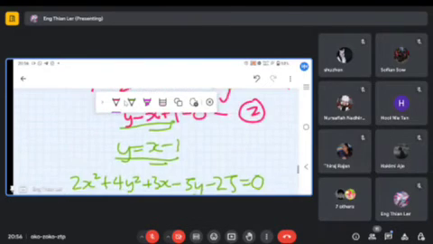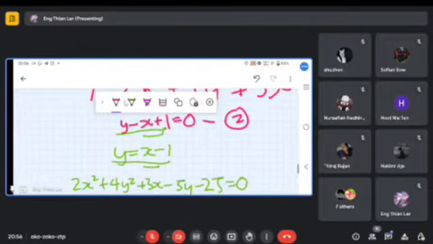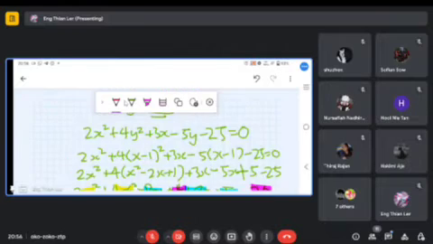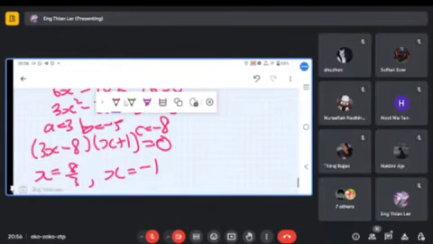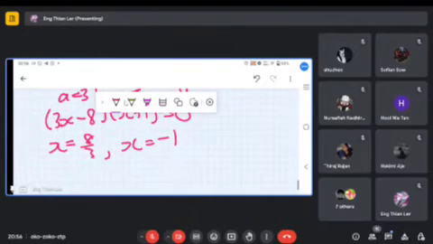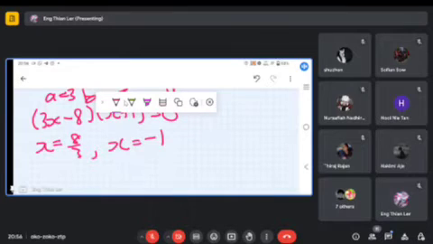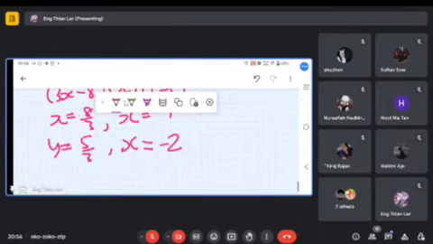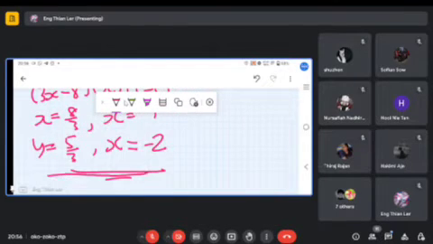y equal to x minus 1, so we just minus 1 from this. 8 over 3 minus 1 is equal to 5 over 3, and negative 1 minus 1 is equal to negative 2. And that is the answer.